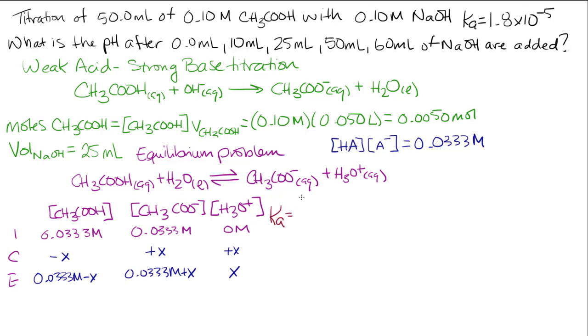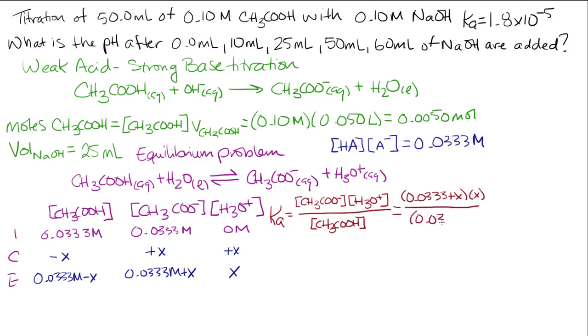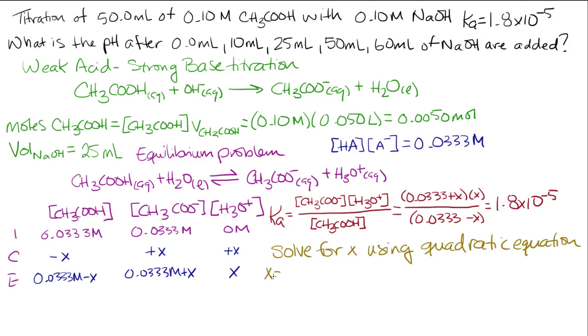We can set up our equilibrium expression where Ka is equal to the concentration of hydronium ion times the concentration of acetate ion over the concentration of acetic acid. Plugging in the equilibrium values from the ice table gives us the mathematical equation 1.8 times 10 to the negative fifth is equal to x times (0.0333 molar plus x) over (0.0333 minus x). We can now solve for x by doing some algebraic manipulations and using the quadratic equation, which will give a value of x equal to 1.8 times 10 to the negative 5 molar, which is then also the concentration of the hydronium ion.